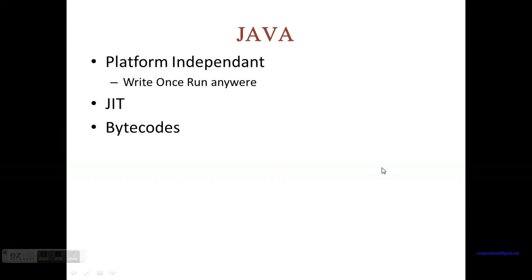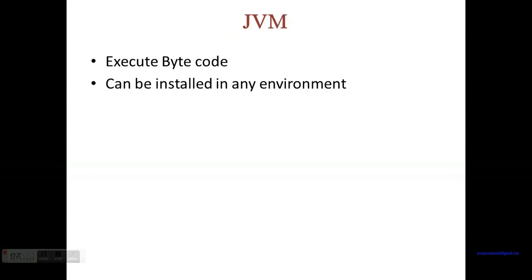Now I am going to move into the JVM. What is the JVM? JVM is the Java Virtual Machine. We can say it is an interface between the existing operating system and the Java bytecode. Once we have a bytecode, we need a JVM, a Java Virtual Machine, to execute the bytecode. Any machine which has a JVM installed, we can run our Java program there.